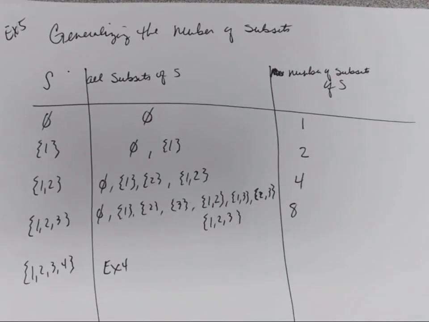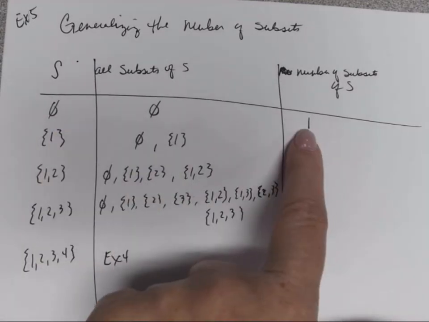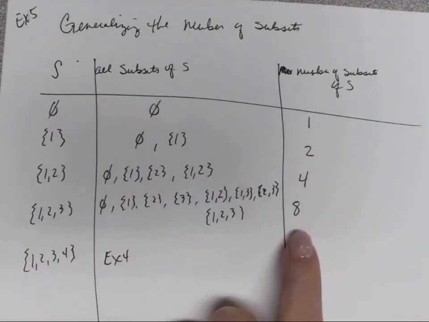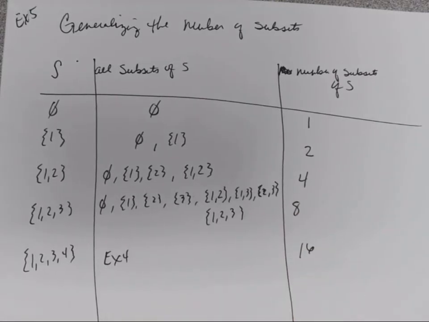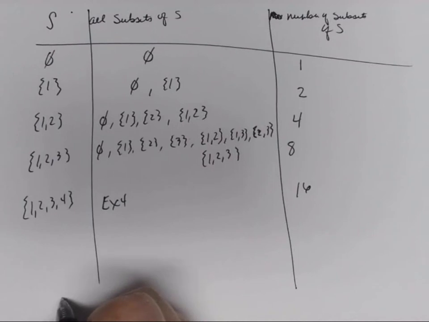On the previous example, we found that we had 16. So what do we know is happening here? Well, we have 1, 2, 4, 8, and 16. So if we're looking for a pattern, it's 2 to a power.